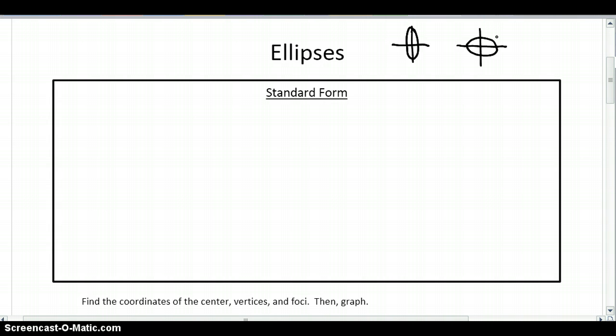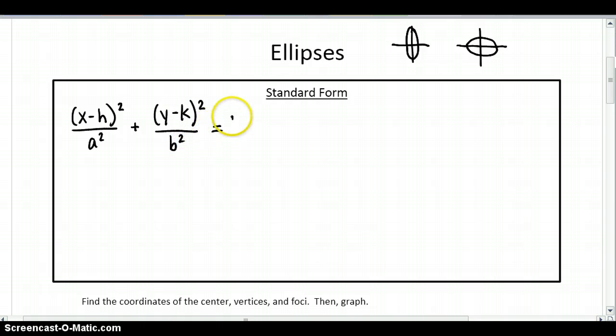So first things first, let's write down the standard form equation for an ellipse. In order to graph and identify anything important from an ellipse, it needs to be in standard form. Let's take a look at what that means. This is one version of standard form of an ellipse. What you should notice is it's very similar to the equation for a circle. And there's a reason for that.